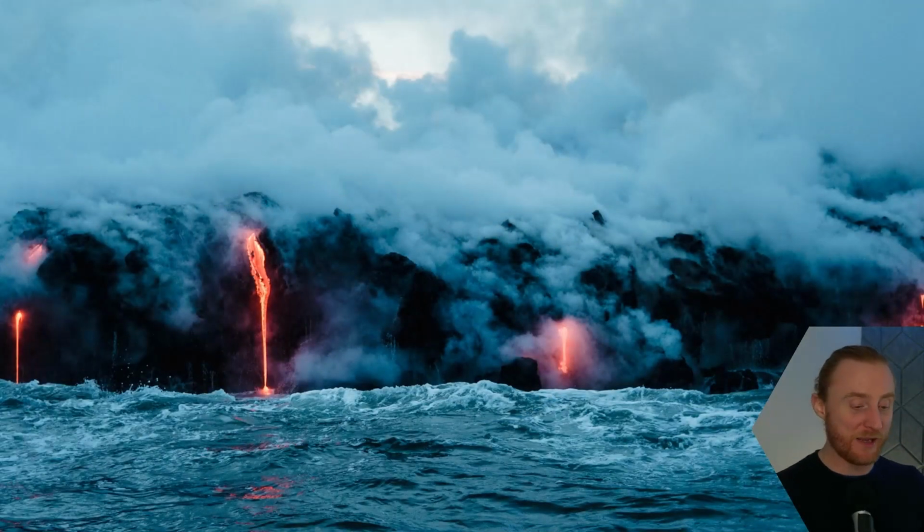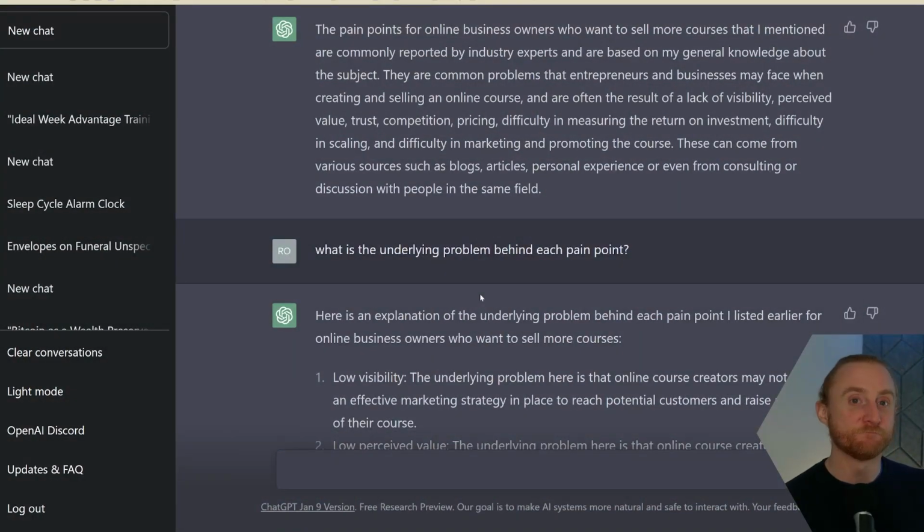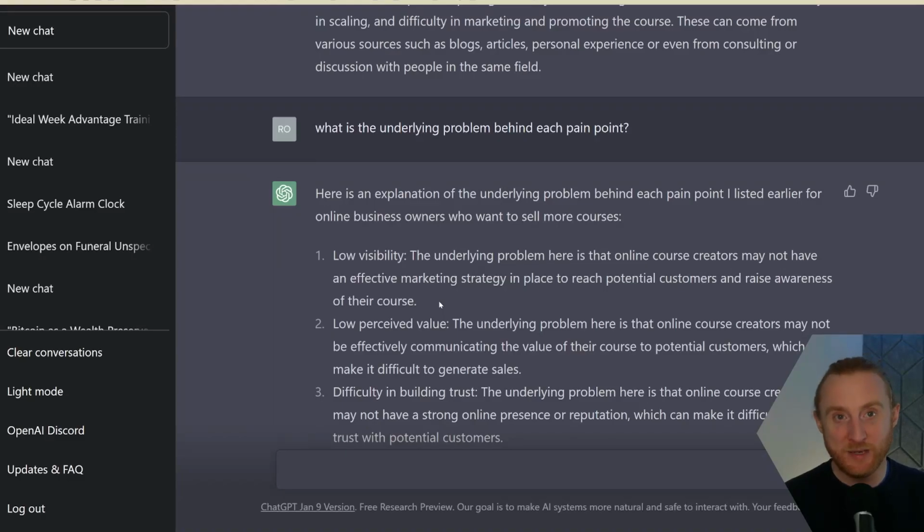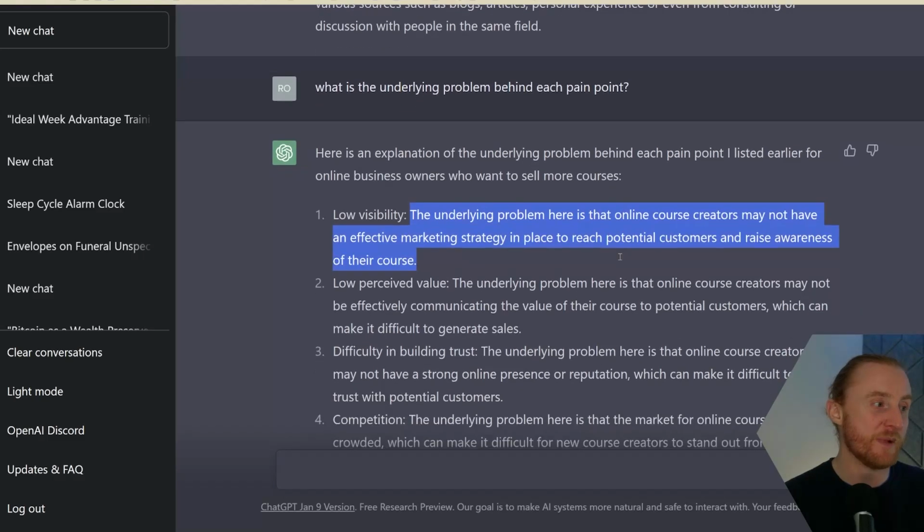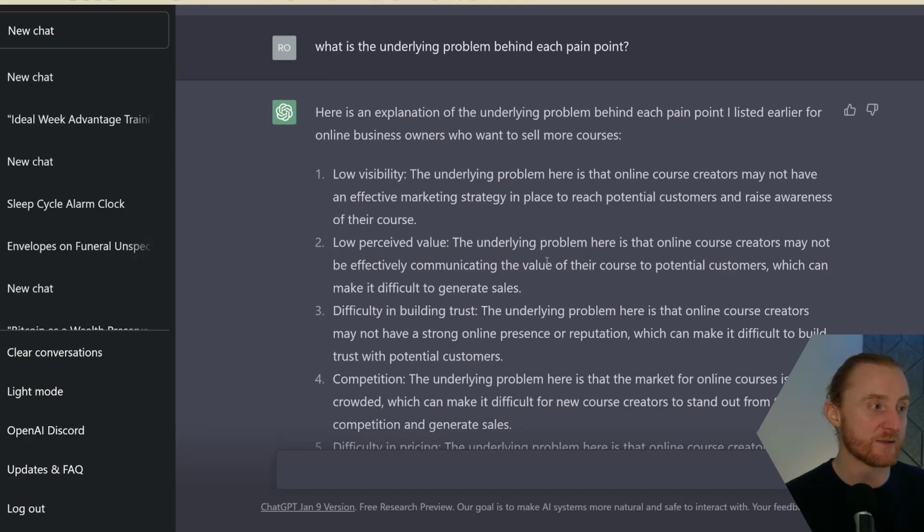Okay, so I wanted to know, great, we have these pain points. What is the underlying problem between the pain point and the problem that's causing it? Low visibility. The underlying problem here is that the online course creators may not have an effective strategy in place to reach potential customers and raise awareness. Low perceived value. The underlying problem is that online courses may not be effectively communicating the value of their courses to potential customers, which can make it difficult to generate sales.